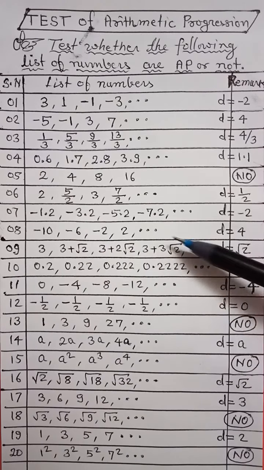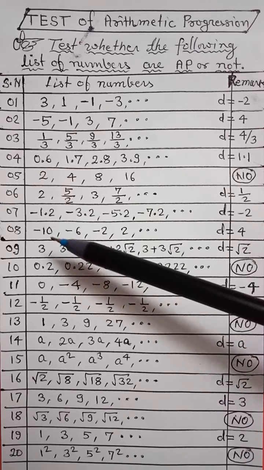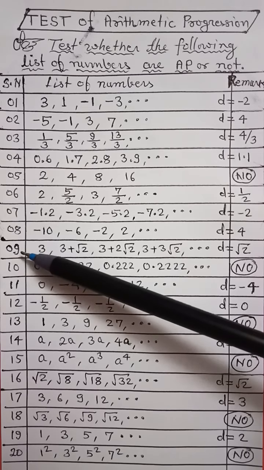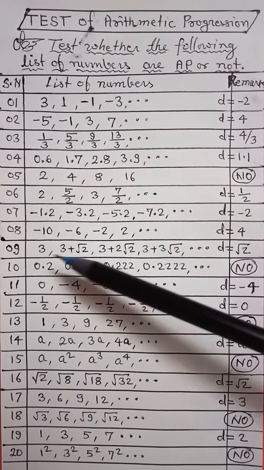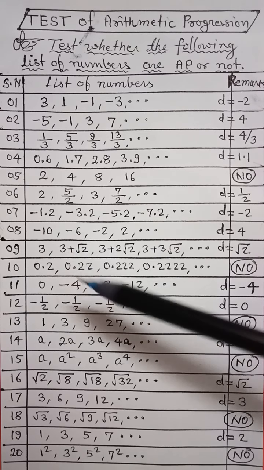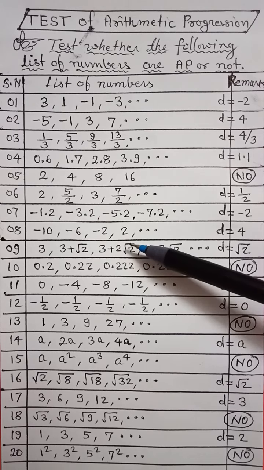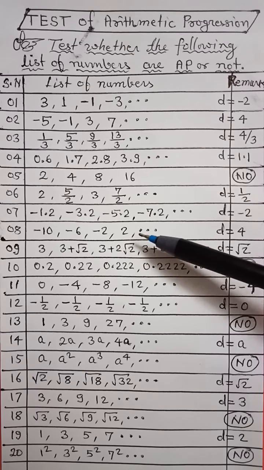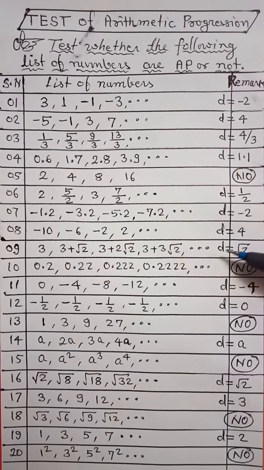Similarly you can find here the common difference is 4, and therefore this is an example of arithmetic progression. Now let us see example number 9. 3 plus root 2 minus 3 is root 2. 3 plus 2 root 2 minus 3 plus root 2 is again root 2. 3 plus 3 root 2 minus 3 plus 2 root 2 is again root 2. That means we find here a common difference, and the common difference is root 2, and therefore this is an example of an AP or arithmetic progression.